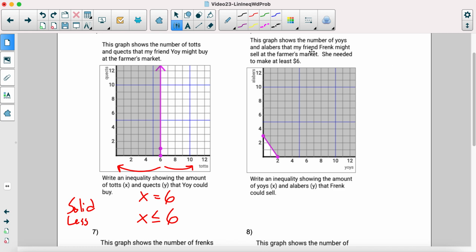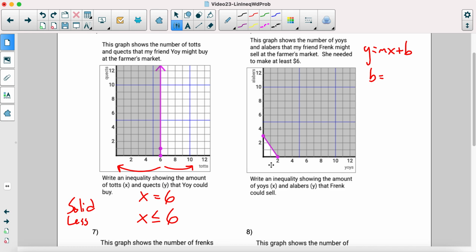The next problem here says this graph shows the number of yoys and alibers that my friend Frank might sell at the farmer's market. She needed to make at least $6. And again, they want us to write an inequality showing the amount of yoys and alibers that Frank could sell. So let's write the equation of our line here in slope-intercept form.